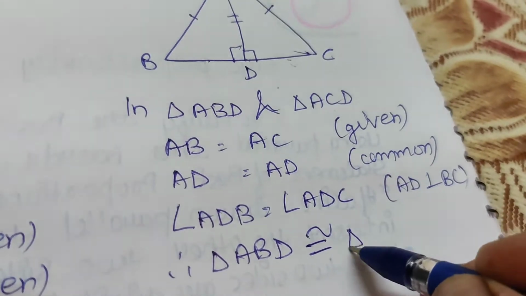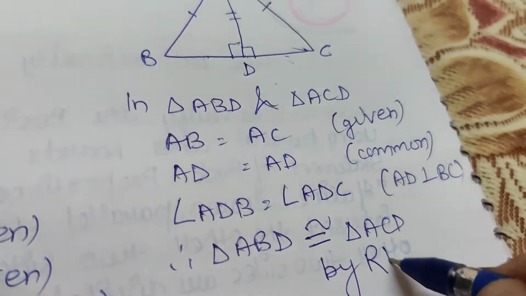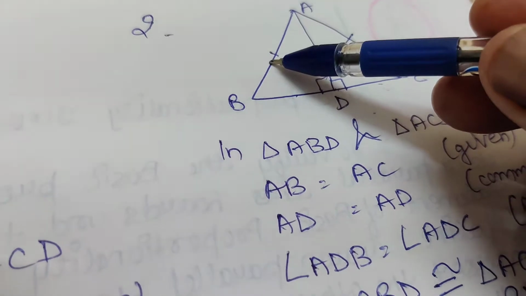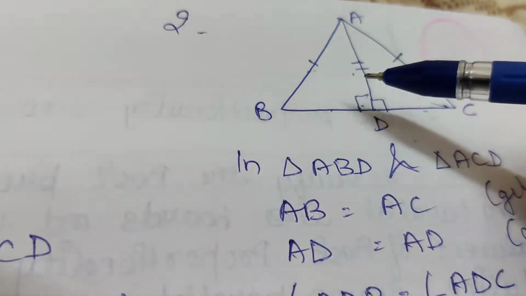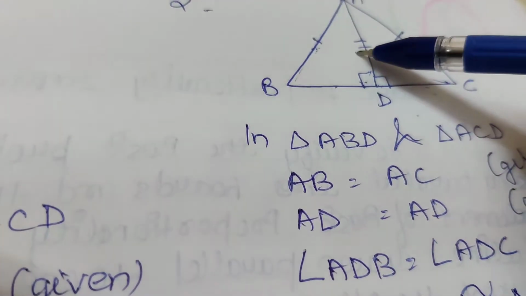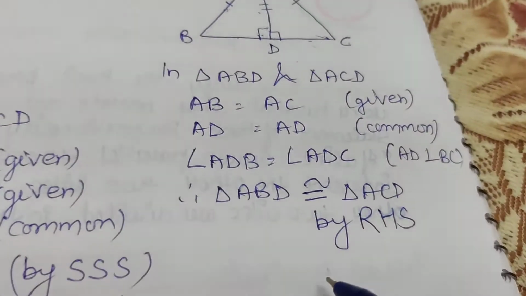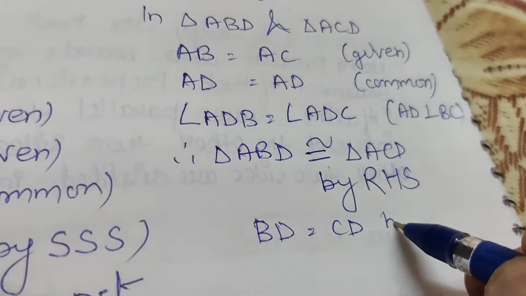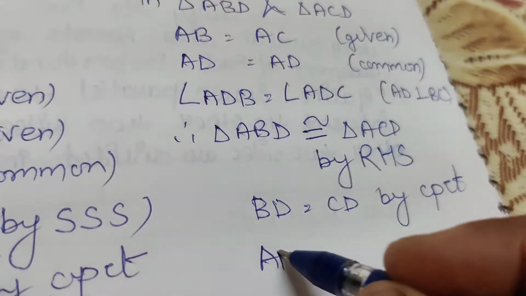Therefore triangle ABD is congruent to triangle ACD by RHS. RHS means right angle, hypotenuse and side. The side opposite to the right angle is the hypotenuse. It means hypotenuse AB and AD common by the RHS. Therefore, BD equal to CD by CPCT. It means AD bisects BC.